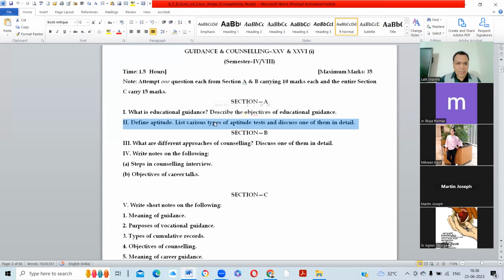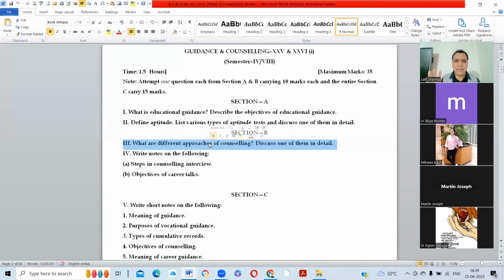And under section B, a question has come. This is the most important. Everybody, you must note it. Every time I look at the paper, I have been seeing the paper for many years. This question always comes. What are the approaches of counseling? This is your section B, the first part.